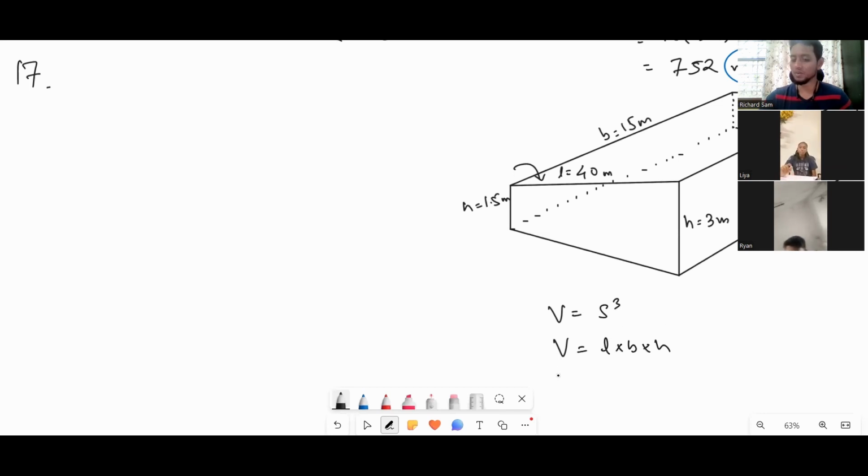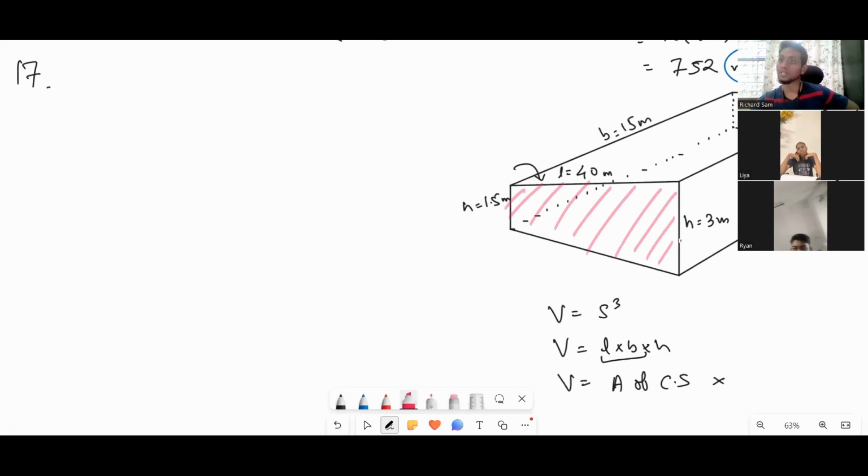So how will you find the volume of the shape now? You will use area of cross-section into height or the third dimension. So here, what is the third dimension? See, for the cross-section, we're going to take this area. This is the cross-section. The third dimension, which is not included in this cross-section, is the breadth, the width. So here we have to find the area of cross-section and multiply that with 15.